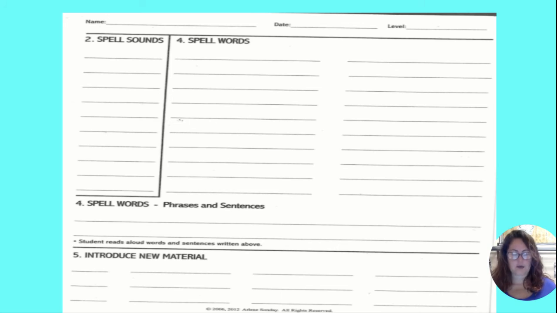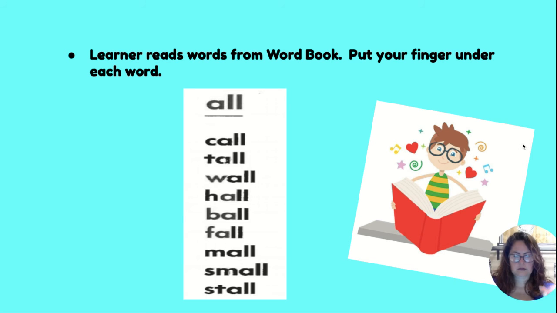Now we're going to take a moment to practice reading words that have A-L-L, all, in them. Pause the video if you need time. Put your finger underneath each word, saying each sound, and then say the word as a whole word afterwards. If the student makes an error whenever they read words, you will have them trace and do the word three times.